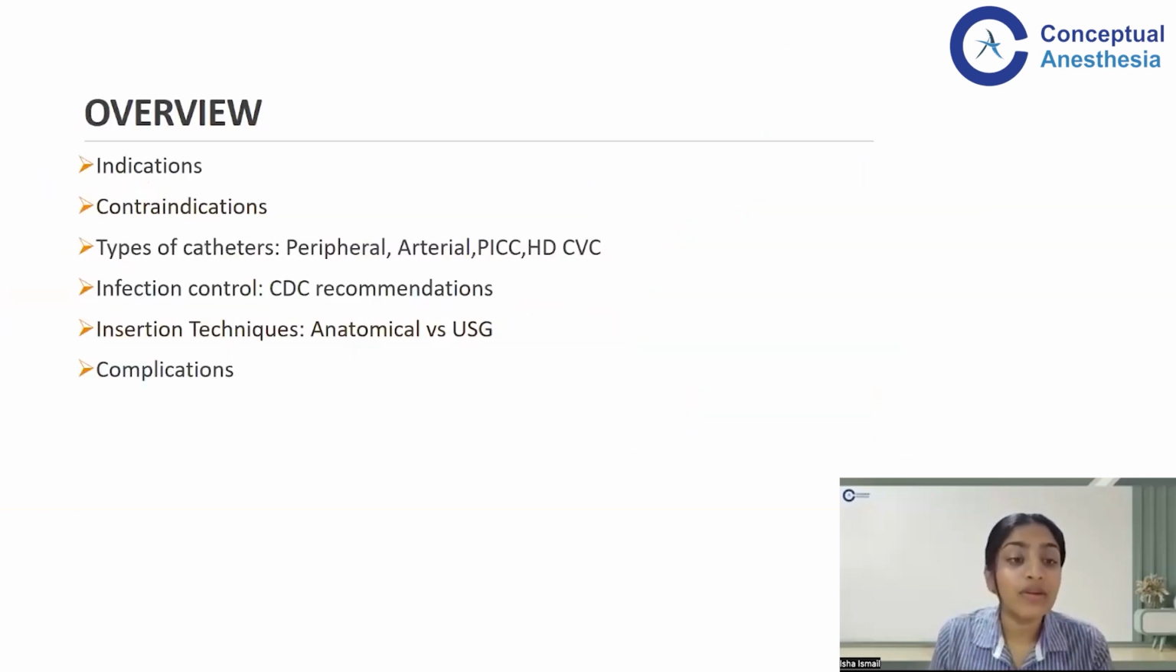The topics that will be included are indications, contraindications, the types of catheters: peripheral, arterial, PICC line, hemodialysis catheters, and central venous catheters, the CDC recommendations for infection control, the insertion techniques, both anatomical as well as ultrasound guided, and complications that are to be prevented and expected.